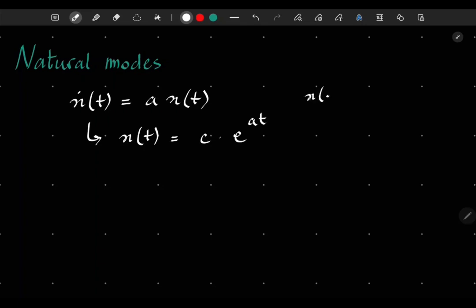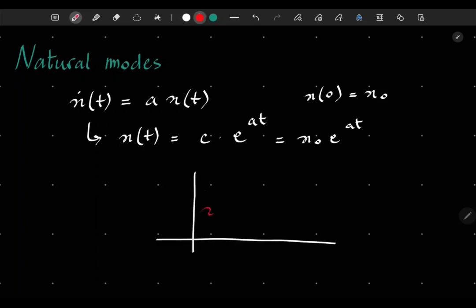So we assign x at time 0, and e elevated to 0 is 1, and so c must be equal to x naught. So we see that the solution to this system is an exponential function, which has different behaviors depending on the value of a. In particular, assuming an initial value x naught, we'll have an increasing exponential if a is positive. We'll have a constant function if a is equal to 0, and we'll have a decreasing exponential if a is smaller than 0.